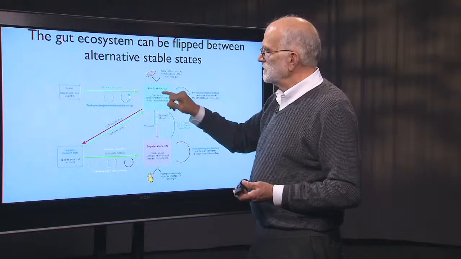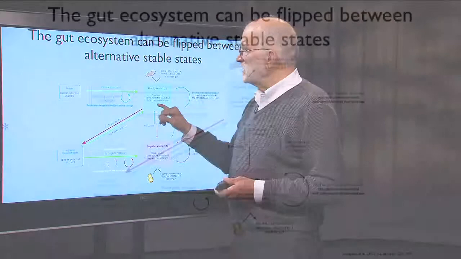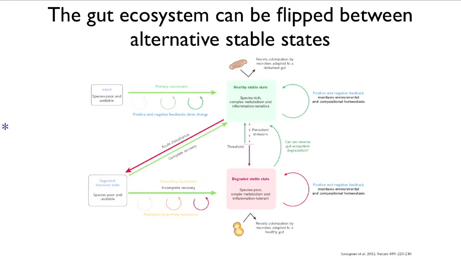There could be a quick disturbance that degrades it, followed by complete recovery. That might be a short round of antibiotics or something like that. Or there could be incomplete recovery engendered by a larger perturbation, or perhaps a less resilient ecosystem or a less resilient patient, that leads to a degraded stable state, which is species poor, where there's simple metabolism. It's tolerant of inflammation rather than sensitive to inflammation. And it resists colonization by the microbes that belong in a healthy gut.